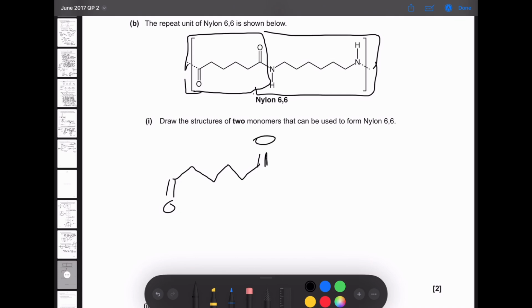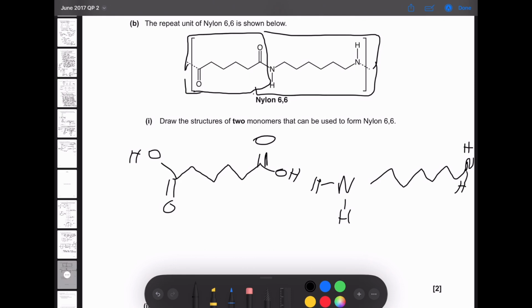And then our other molecule looks like this. NH 1, 2, 3, 4, 5, 6. NH there. I might move that along in a bit. So, what did I say? I said dicarboxylic acid and diamine. Well, this has the potential to form a dicarboxylic acid. All we have to do is chuck OHs in there. So that's that one done. And this has the potential to be a diamine if we just chuck an extra hydrogen in there.